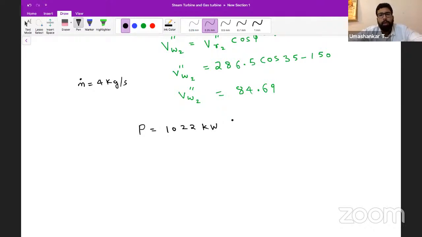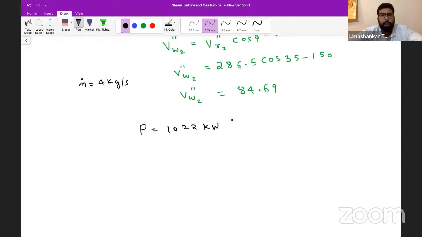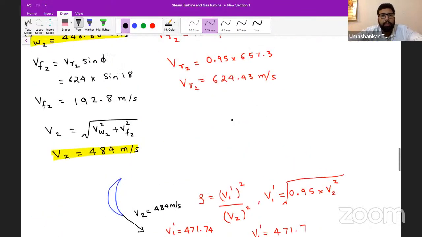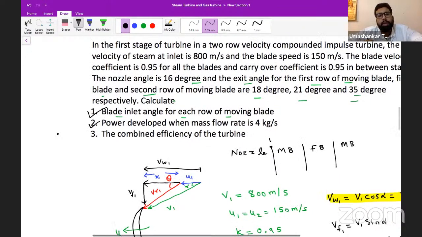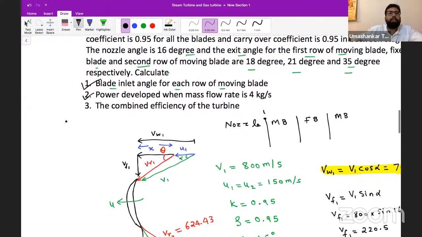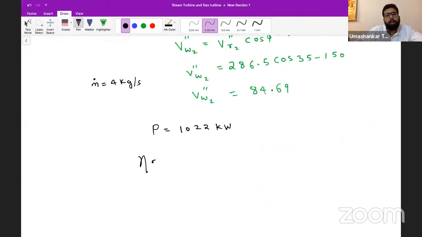We have the expression of this power also now. Now, what is the last thing? We have calculated the second part of this question as well. Now, what is the combined efficiency of the turbine? They are asking. So what does combined efficiency mean? The overall efficiency of all this. So what will be the overall efficiency? Can someone calculate for me? Overall efficiency is the output upon input. So what is the input to this Curtis stage?